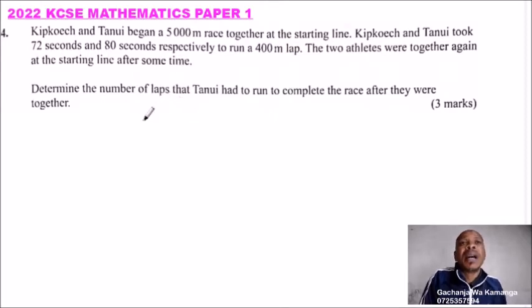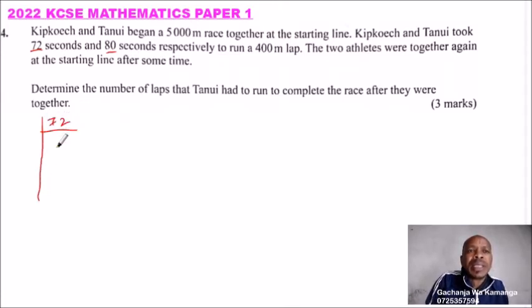Determine the number of laps that Tanui had to run to complete the race after they were together, and you get 3 marks. For us to be able to do this, we need to find out how many seconds had elapsed when they were together again, and we get that by getting the LCM of 72 and 80. So we can get the factors of 72 and 80.